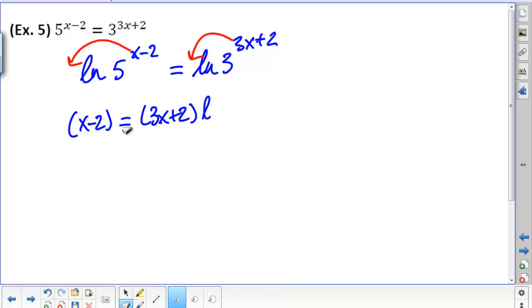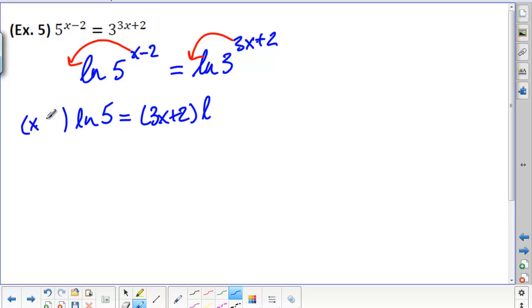Whoops, and I forgot my natural log 5. So we get something like this. Now you have to keep in mind that natural log 5 and natural log 3 are just numbers. They don't look like regular numbers, but they are. And so why do I say that?